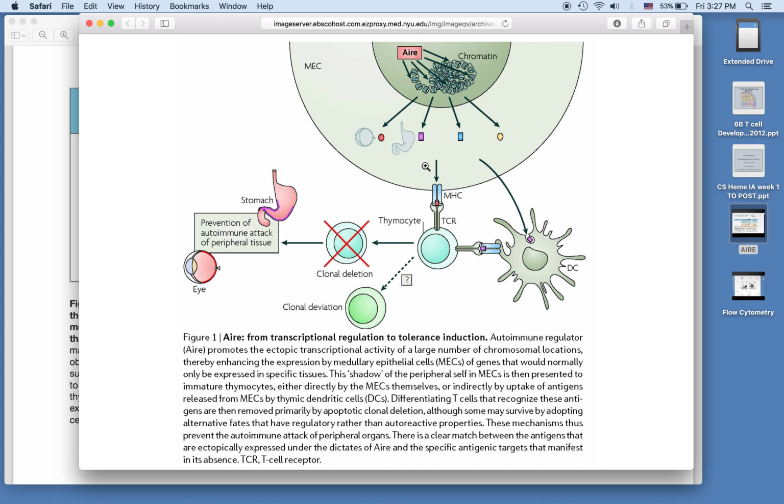Those antigens are broken down, loaded onto MHC, like all the other ones before, and then the thymocytes, the immature thymocytes, can now see that antigen in the MHC, and those particular ones will also go through negative selection.